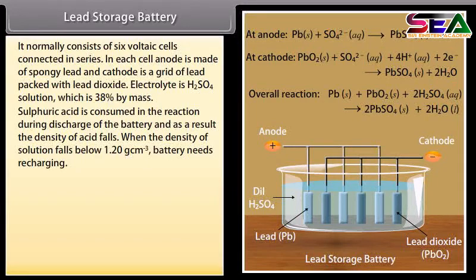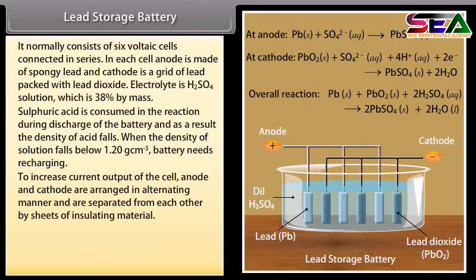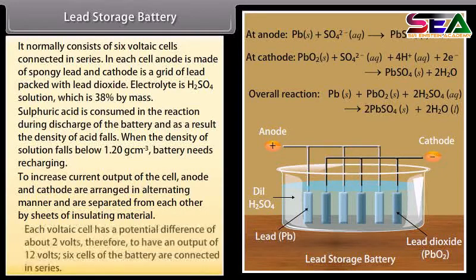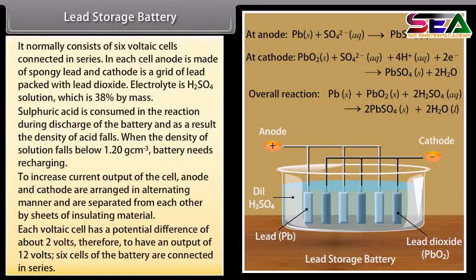When electrical energy is supplied to the battery from an external DC source, the cell operates like an electrolytic cell and chemical reactions take place. But now, the electrode reactions are the reverse of those that occur during discharge of the battery. To increase the current output of the cell, anodes and cathodes are arranged in an alternating manner and are separated from each other by sheets of insulating material. Each voltaic cell has a potential difference of about 2 volts. Therefore, to have an output of 12 volts, 6 cells of the battery are connected in series.